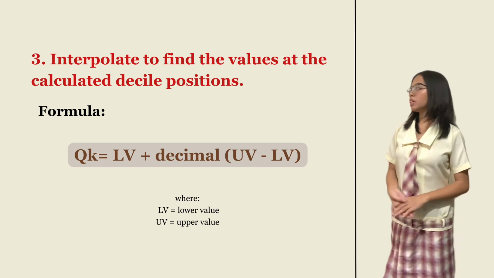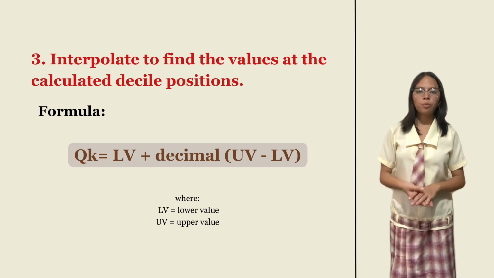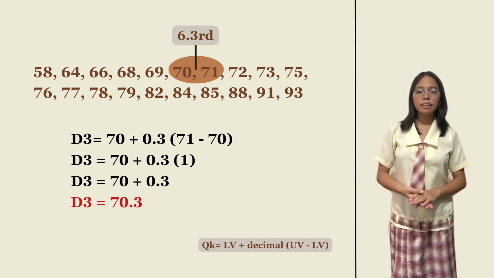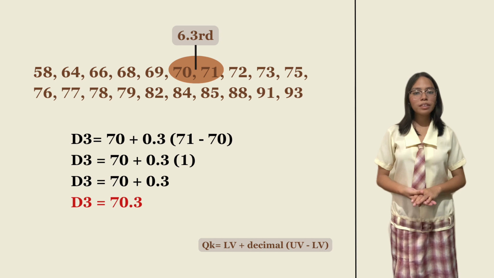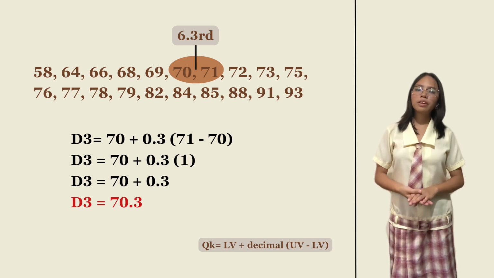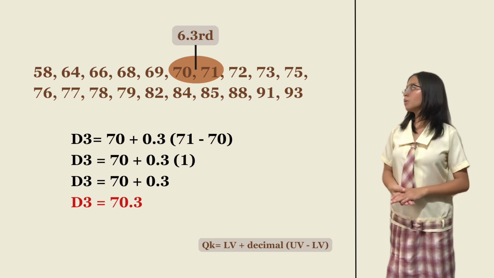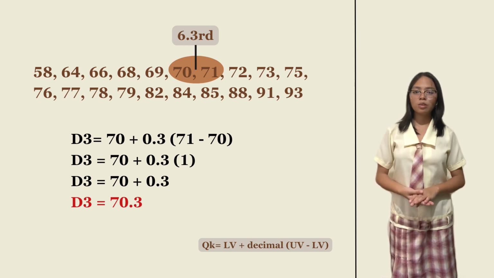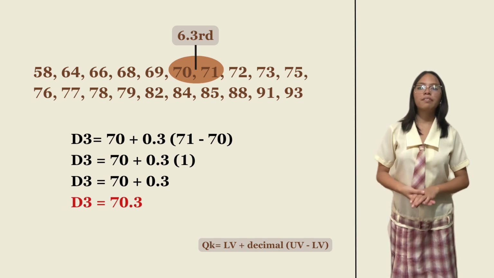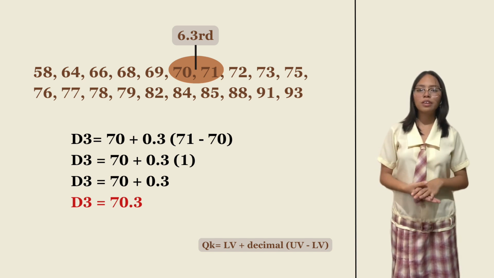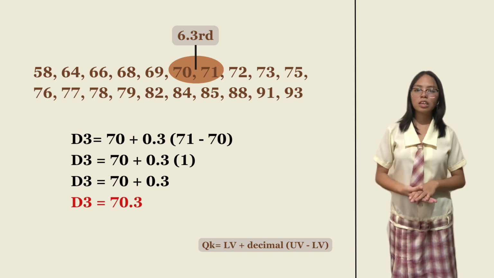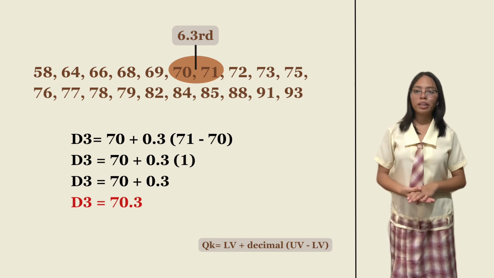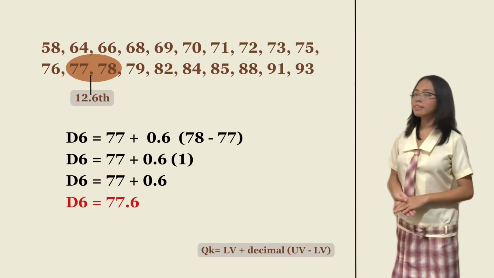To interpolate, we need to use again the interpolation formula. The third decile lies in between the 6th and the 7th data. So we have decile 3 is equal to 70 plus 0.3 times 71 minus 70. 71 minus 70, we have 1, and 1 times 0.3 is 0.3. So 70 plus 0.3 is 70.3. Therefore, the value of the 6.3 position is 70.3. So the decile 3 is 70.3.